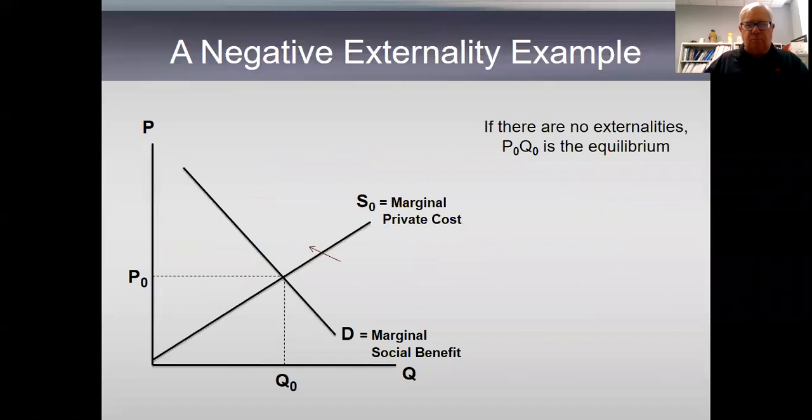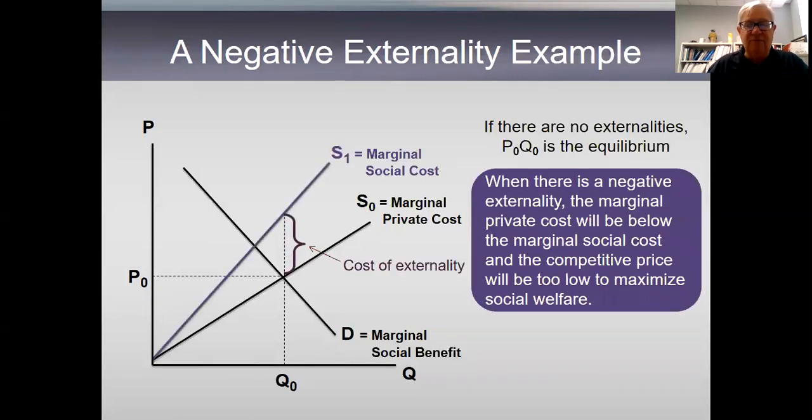Now, an example of a negative externality would look something like this. So here we've got a supply and demand that does not take into consideration the potential externality of what's being produced. You see there a price of the good, P naught, and the quantity consumed of the good, Q naught. If the negative externality were taken into consideration, the cost to the provider would go up, which would shift the supply curve to the left. So the cost of that externality can be seen as the distance between S naught, what we're calling marginal private cost, and S1, which we're calling marginal social cost.